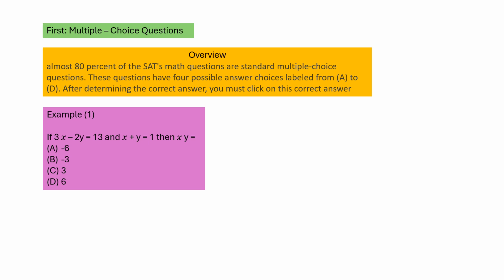For example, if 3x minus 2y equals 13 and x plus y equals 1, then what is xy? Take care, the question doesn't ask what x is and what y is, but asks about xy. So you must see what the question is asking about. So the solution.